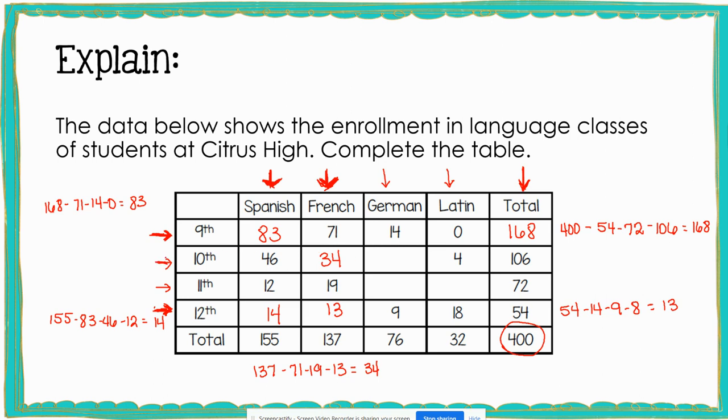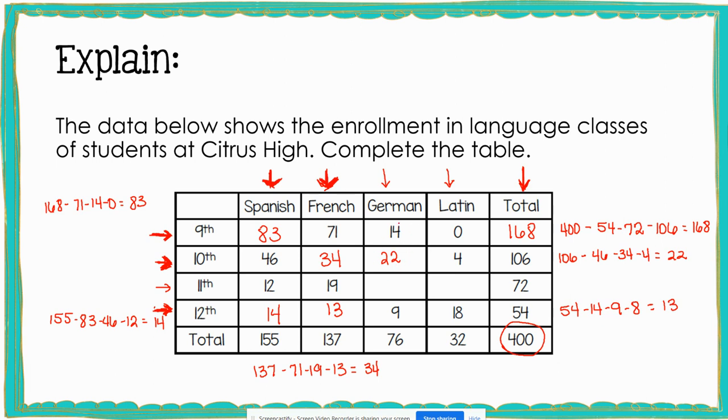Now when I look at my 10th grade row, I see that, again, I have almost everything filled out but one piece. So I can figure out how many 10th graders took German by looking at the total number of 10th graders. There are 106 10th graders, so I can subtract the number who took Spanish, French, and Latin from that to figure out how many were left in German. So I'm going to subtract 46, 34, and 4. When I do that, I get 22. So that means that there are 22 10th graders who took German.